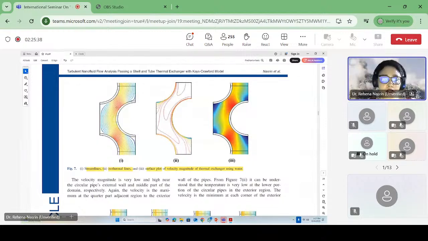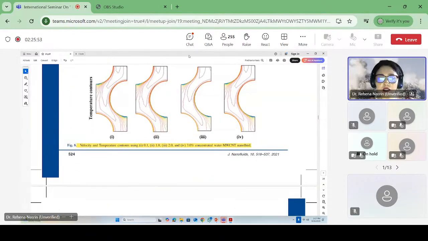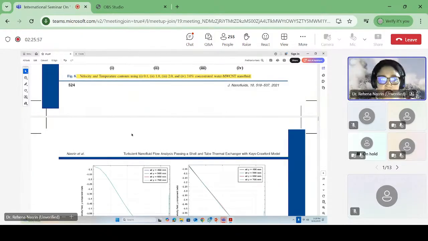So this is the streamline visualization. The middle one is the isothermal visualization, and the last one is the surface velocity plot of the surface. So these are the visualization part, that is the post-processing part.